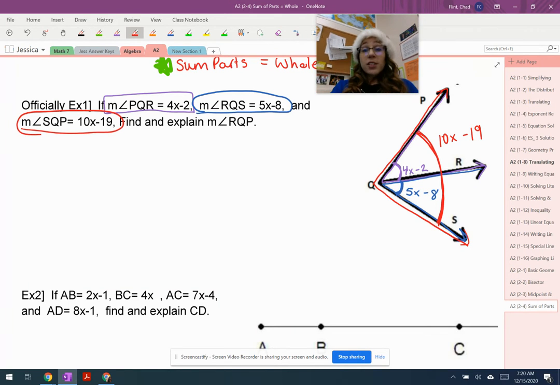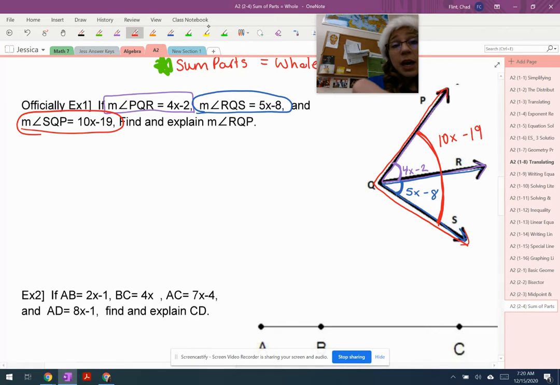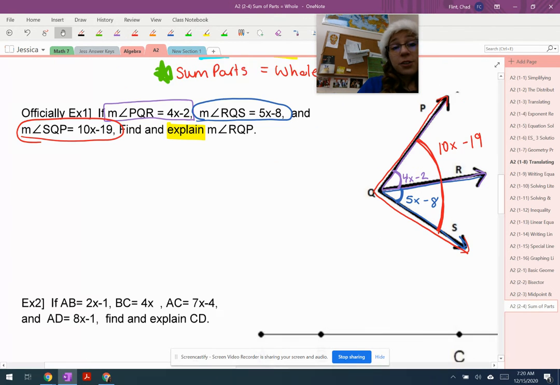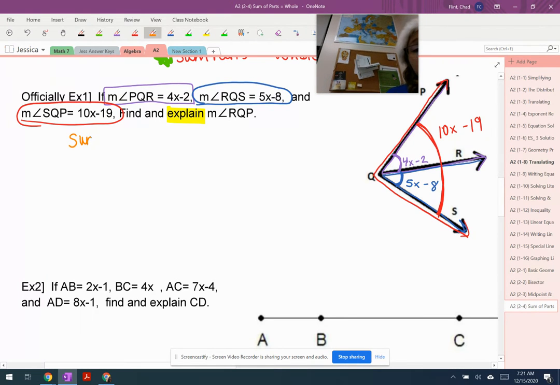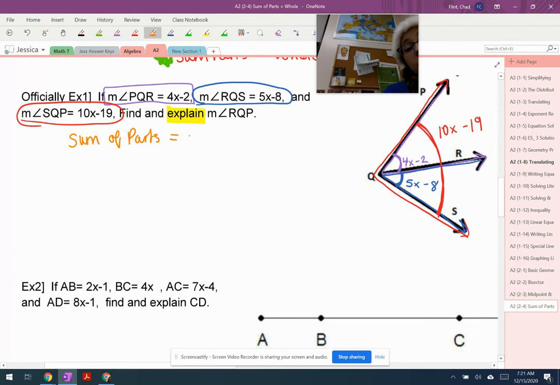So this is a sum of the parts equal the whole, right? They give us the two parts and they give us an expression for the whole thing. So I'm going to use that to create an equation. The explain part comes from that little sentence that I said right here. You're just going to be writing that down. So let's go orange. Remember, sum of parts equals the whole.